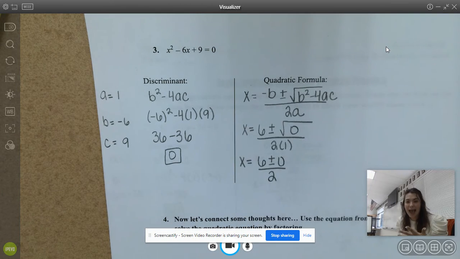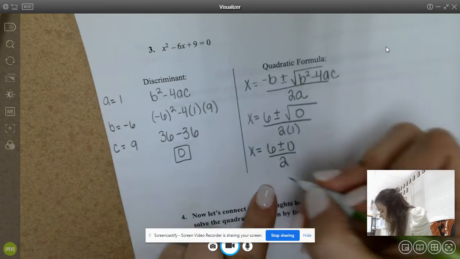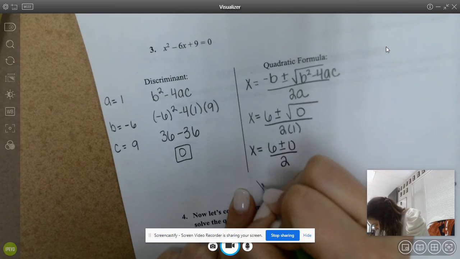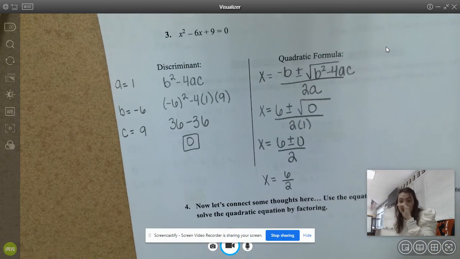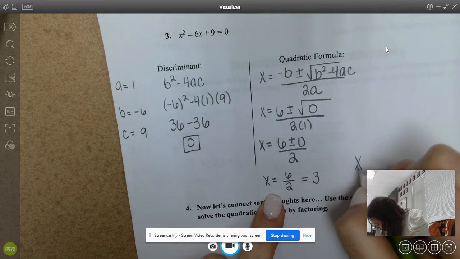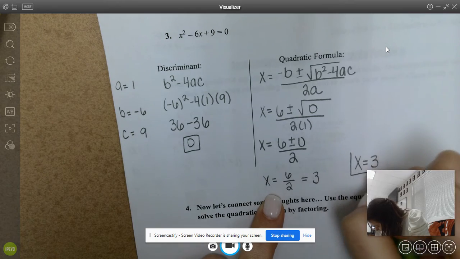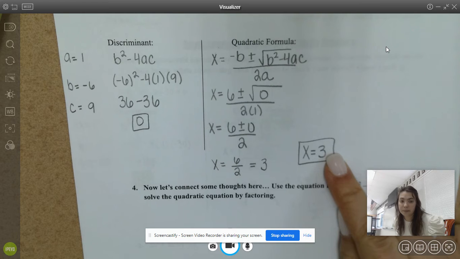Now, can we add or subtract 0? Yeah, of course, but what we're going to notice if you choose to do that is that you still get the same exact value. 6 plus 0 is still 6. 6 minus 0 is still 6. So actually, x is just equal to 6 over 2, which we know reduces down. 6 divided by 2 is 3. So therefore, our one and only solution for this example problem is that x is equal to 3.